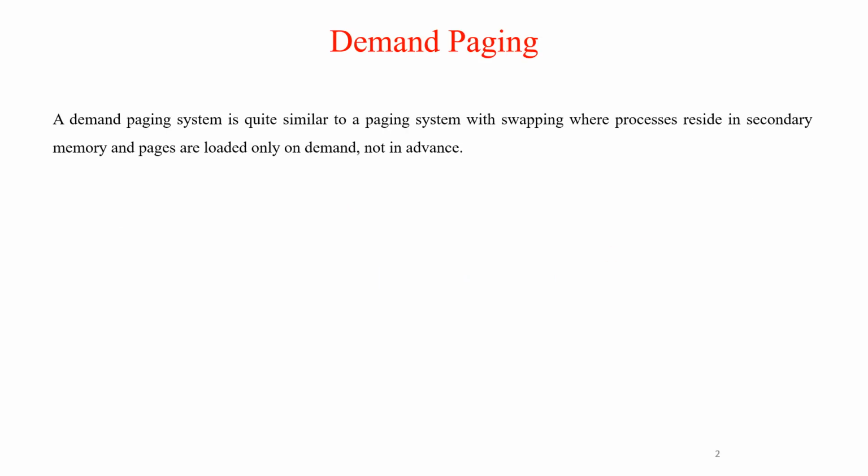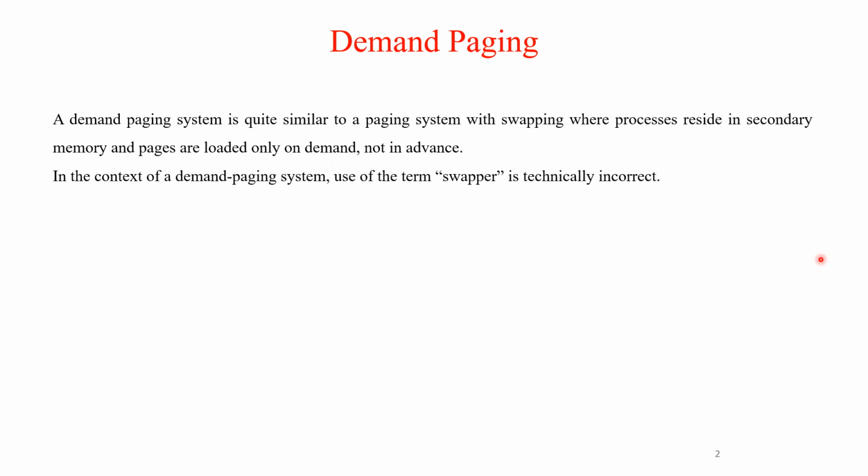In this session, we are going to see what demand paging is. Demand paging is similar to paging with swapping, where the processes reside in secondary memory and the pages are loaded only on demand but not in advance. If and only if there is a demand for a particular page, it will be loaded into the main memory from the secondary memory, but not in advance.